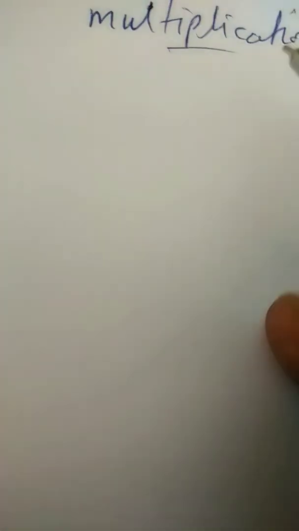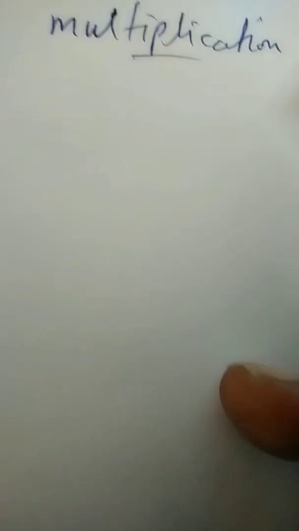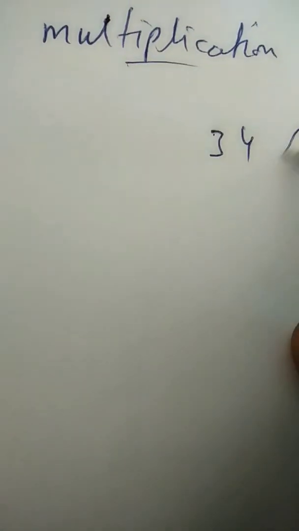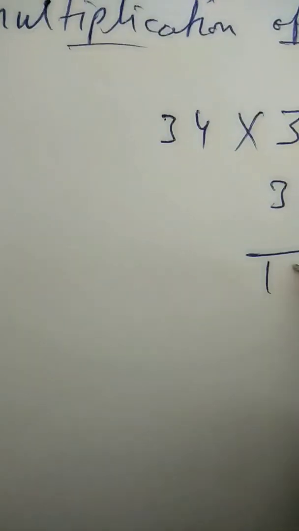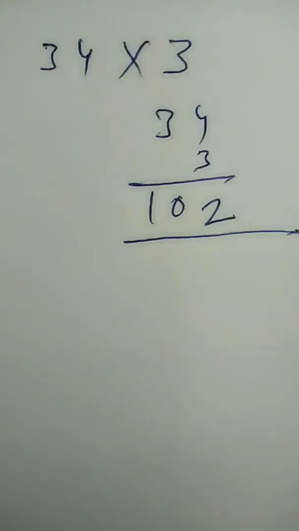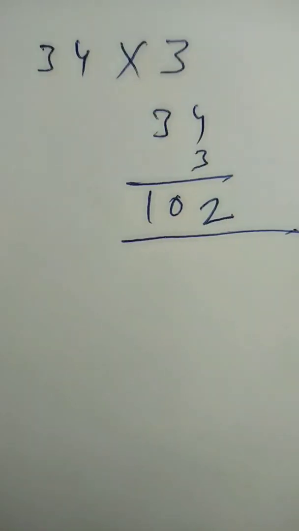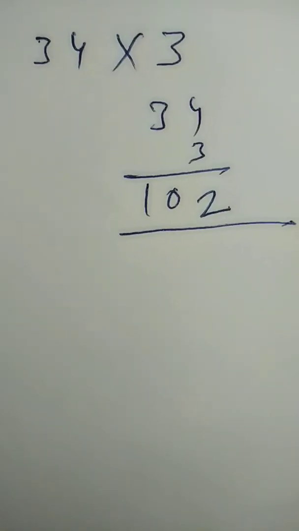Before starting the multiplication of decimal numbers, let us recall that previously we have already done the multiplication of whole numbers. Let us suppose we have 34 multiplied by 3. So how can I multiply it? 4 threes are 12, 3 threes are 9, plus 1 is 10, so 102. This is the rule of multiplication. That's how we can multiply the numbers.